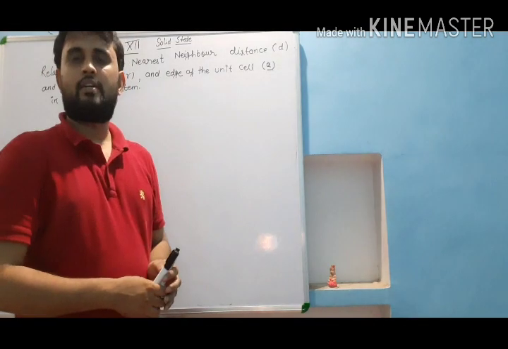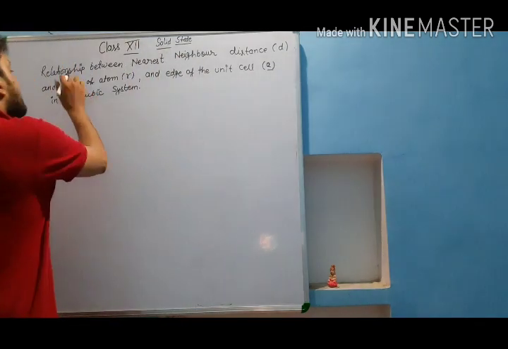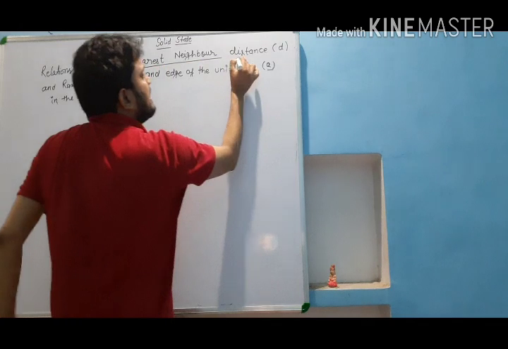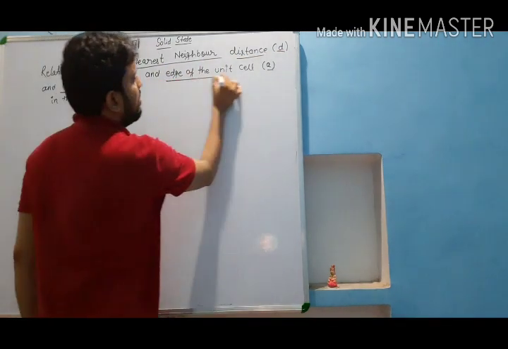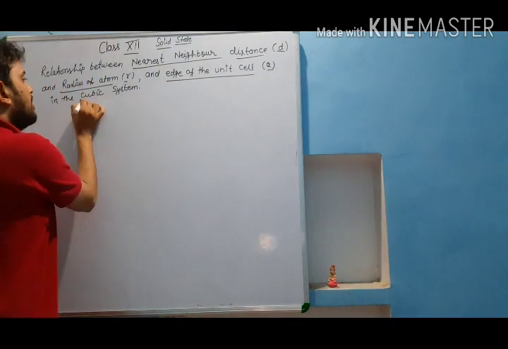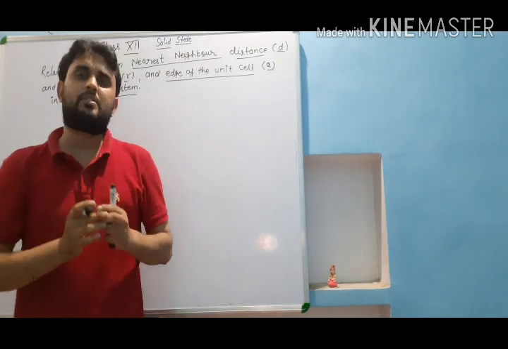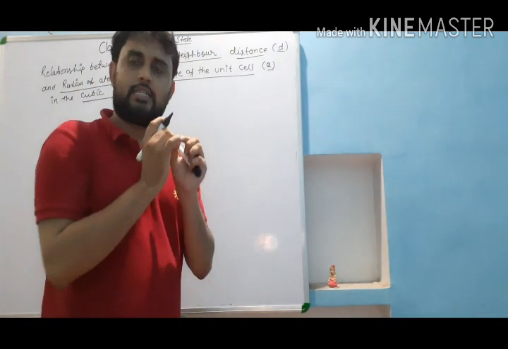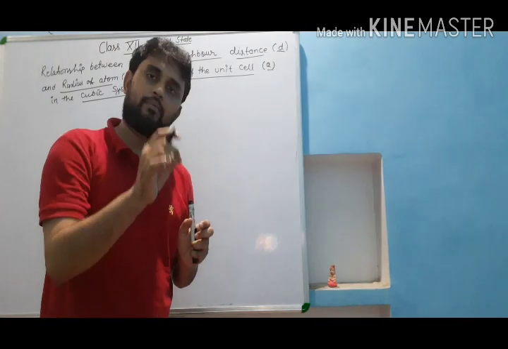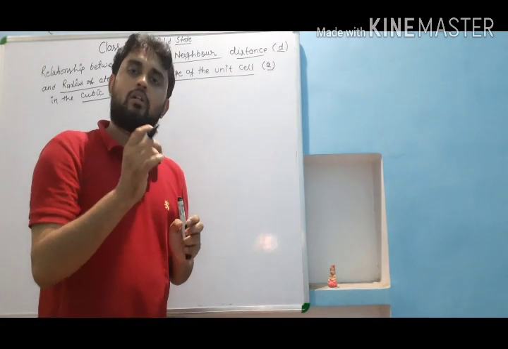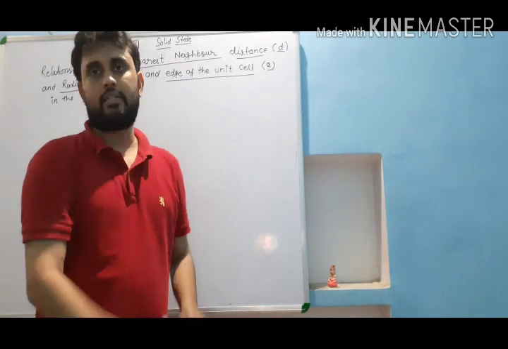Good evening, students. Today we will start our next topic, the relationship between nearest neighbor distance d, radius of atom r, and edge of the unit cell a in the cubic system. As we know, the cubic system is one of the most symmetrical crystal systems, in which all three edges are equal and all three interfacial angles are also equal to 90 degrees.